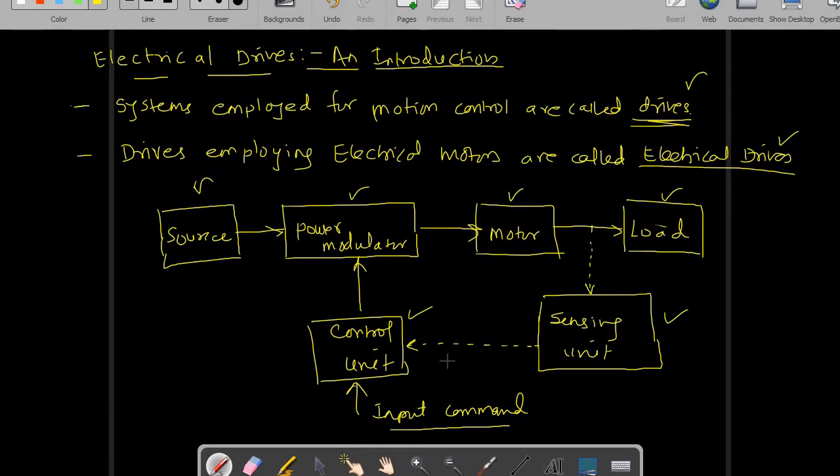So first we will discuss what is power modulator. What is power modulator? Now power modulator is a block which is placed between the source and motor and which actually modulates the flow of power.